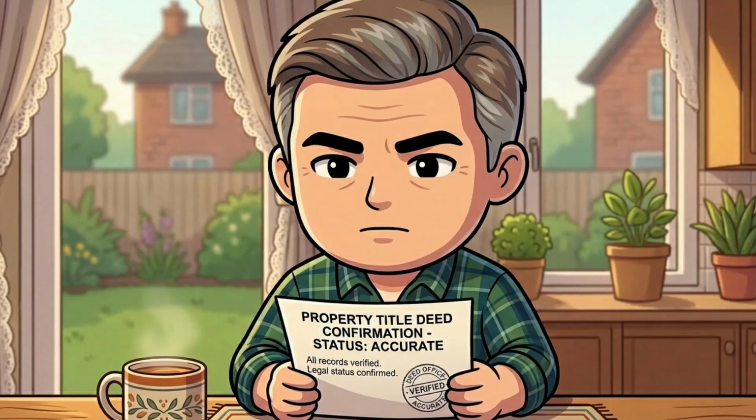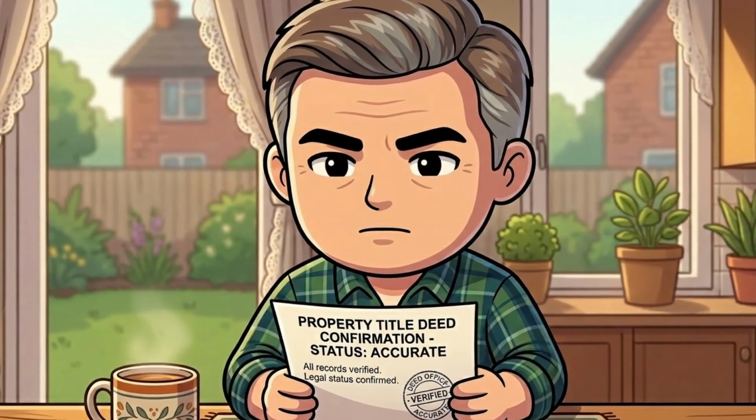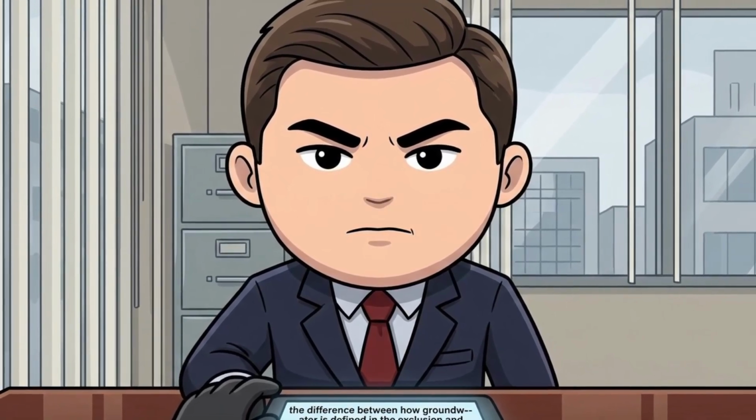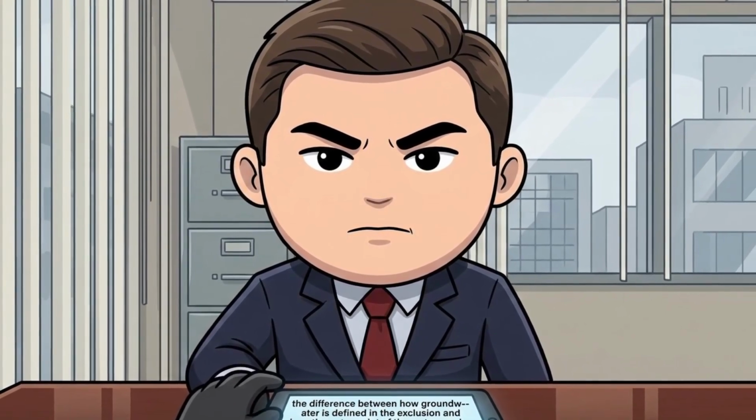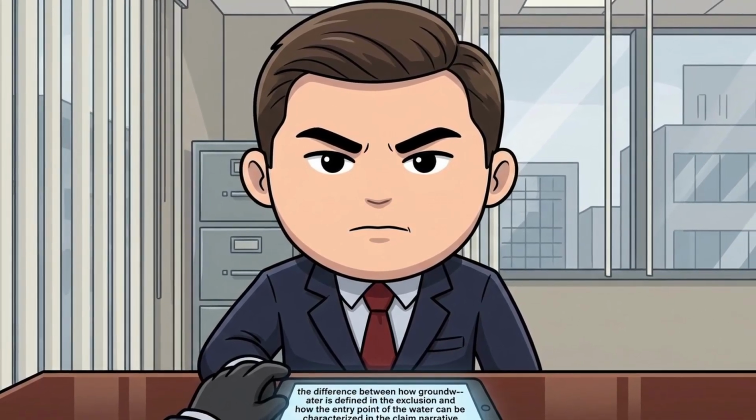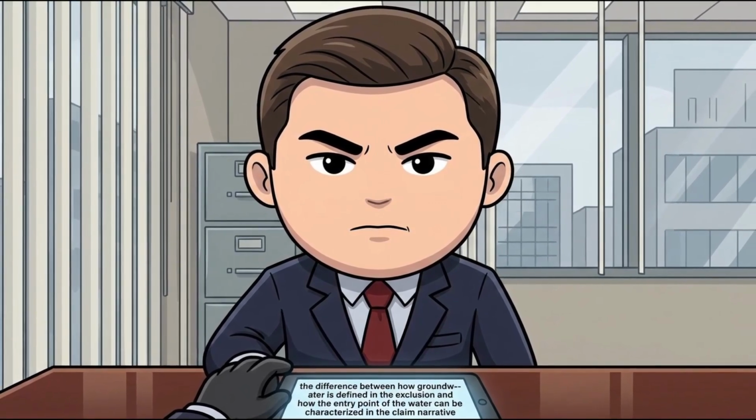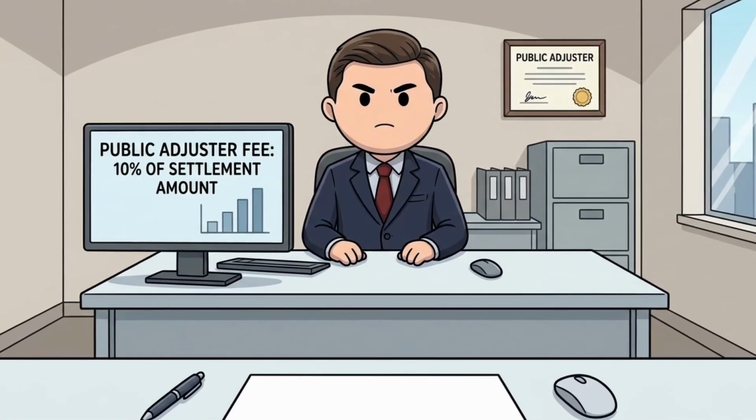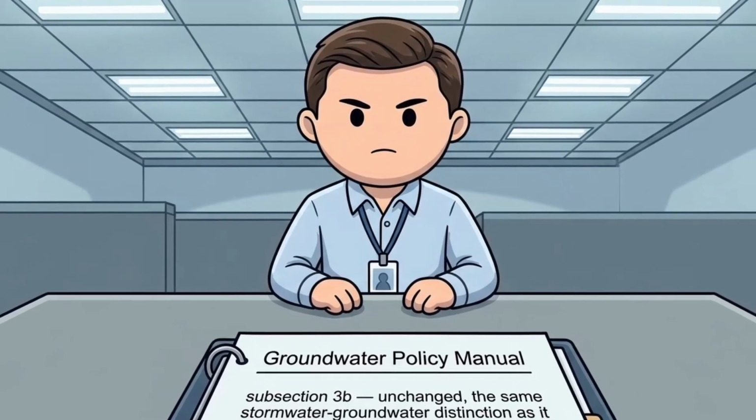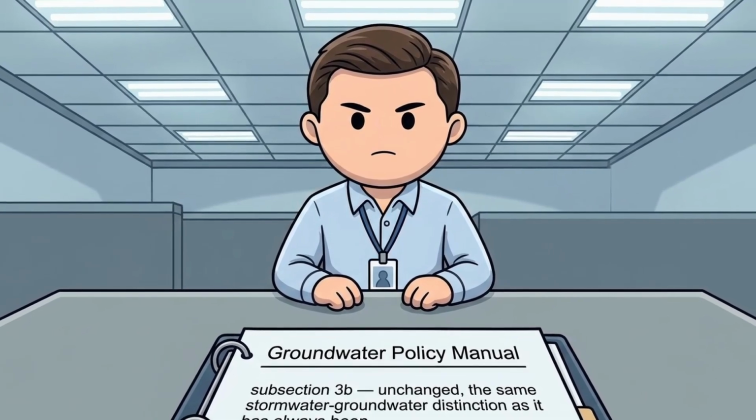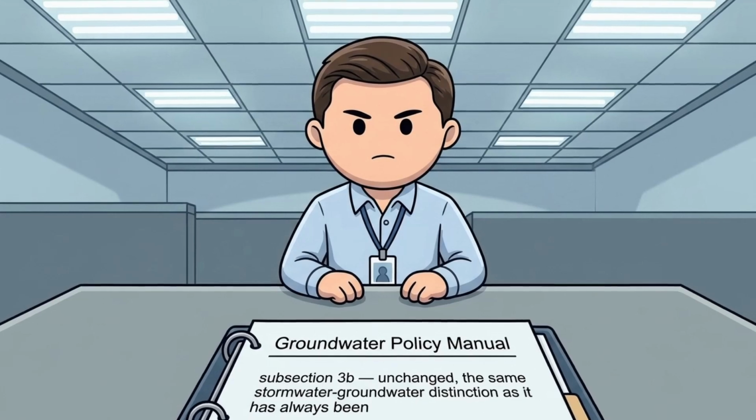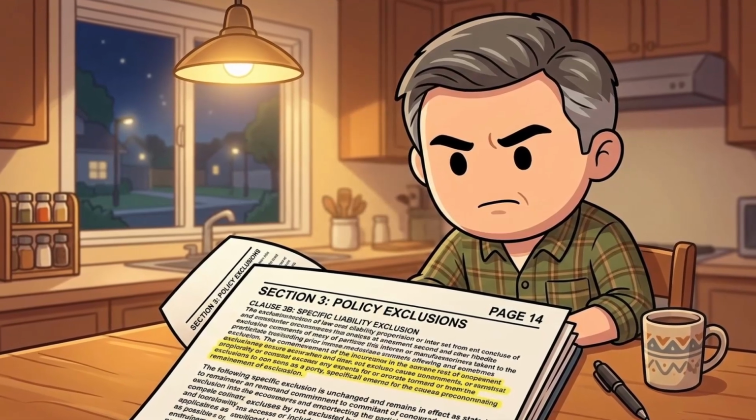He will hire a public adjuster for his next claim. The public adjuster will know which words to use when describing the nature of the water damage. The public adjuster will know the difference between how groundwater is defined in the exclusion and how the entry point of the water can be characterized in the claim narrative. The public adjuster charges 10% of the settlement amount. He will earn that 10%. The policy language will not have changed between this claim and the next one. The subsection 3B distinction between stormwater and groundwater will be the same. The exclusion will be on page 14.